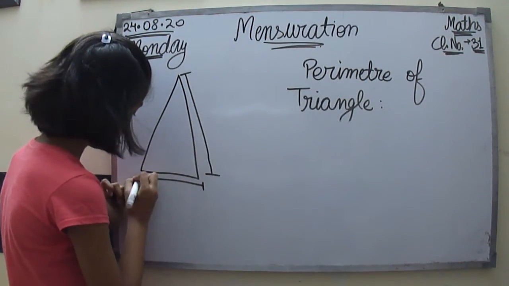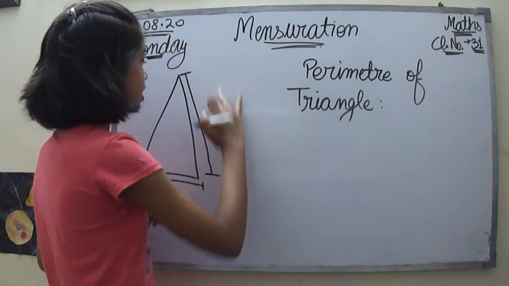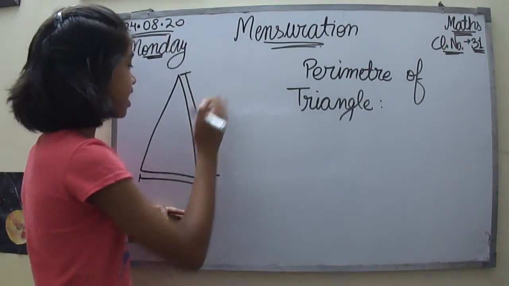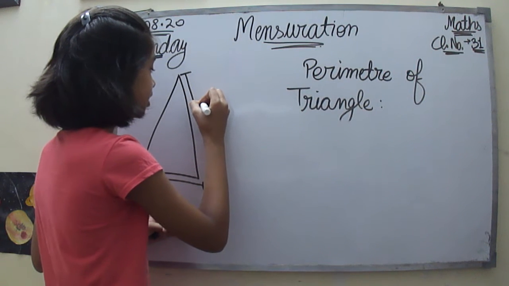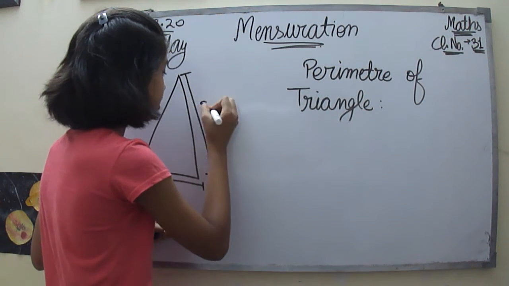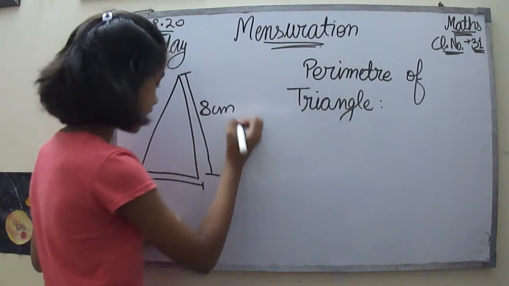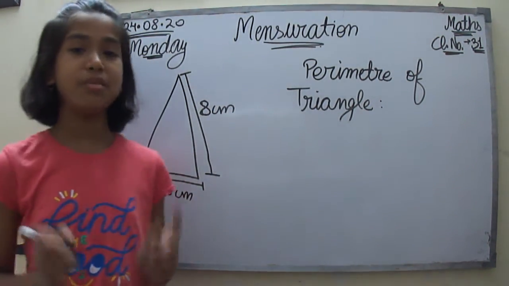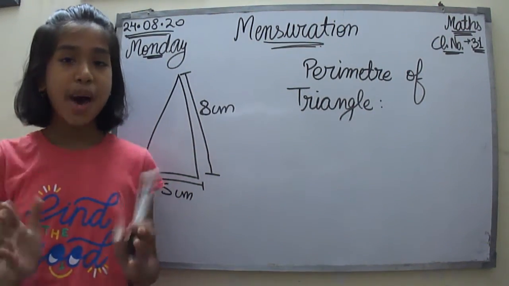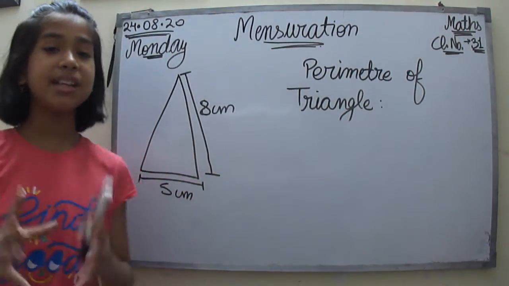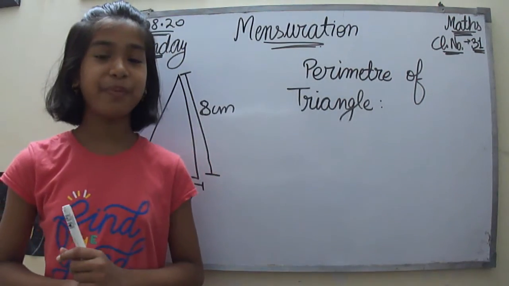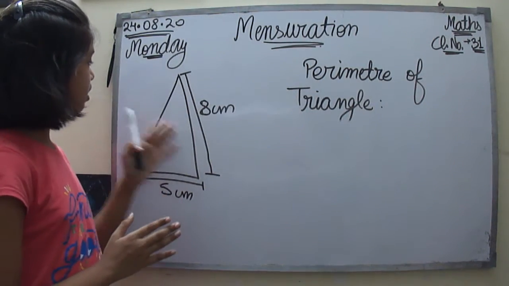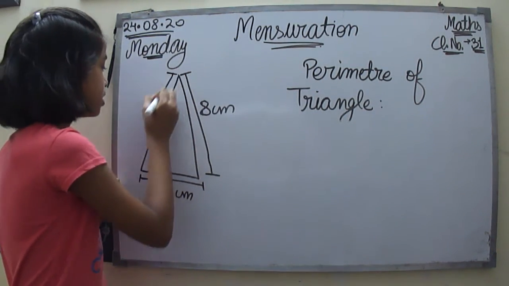So now let me write the length of each side. Here this side is, let's say, 8 centimeters, and this one is 5 centimeters. Now how will we calculate the perimeter of an isosceles triangle? Simply we can do it like this: 8 plus 8.